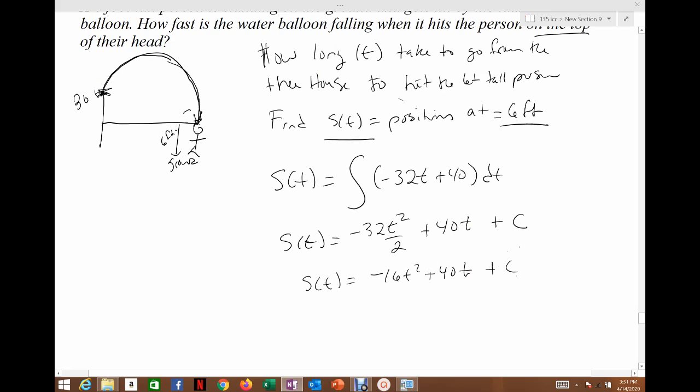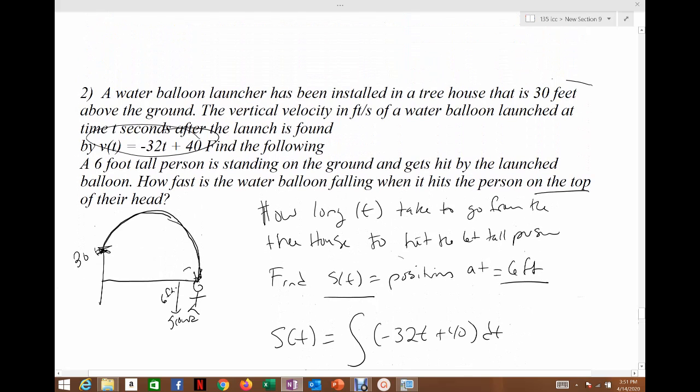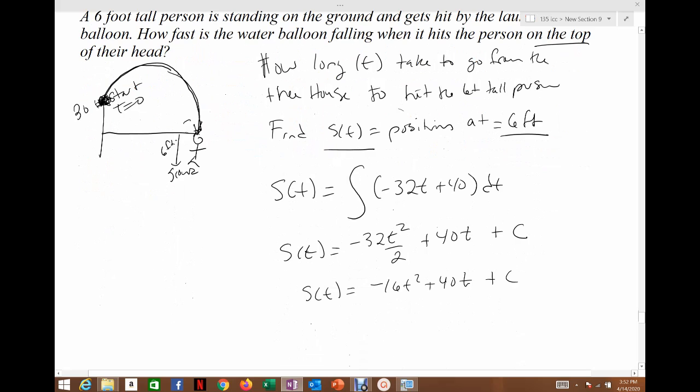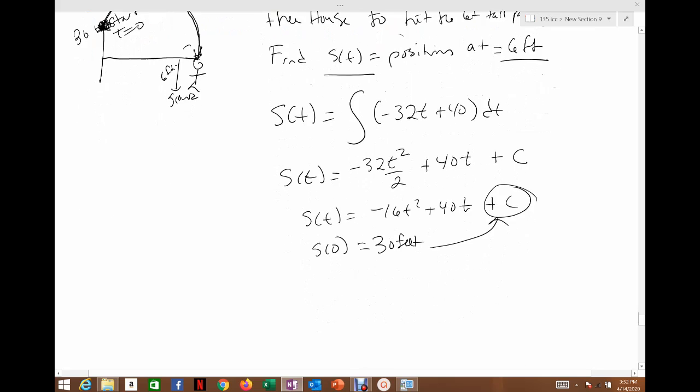So I need to figure out what that constant is. Well, that's why they give us this piece of information. We started at time 0, 30 feet above the ground, right? When it's launched, it starts here. This is where it starts. This would be time 0. So its position at time 0 was 30 feet. That's its initial position. So that would be the constant, right? At time 0, it's 30 feet above the ground. And so the position equation would be negative 16t squared plus 40t plus 30, in feet above the ground.